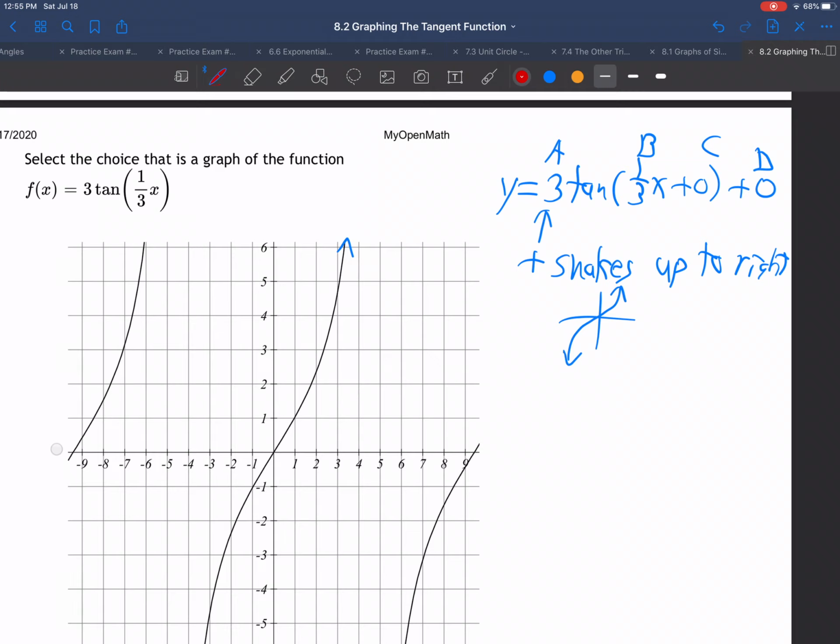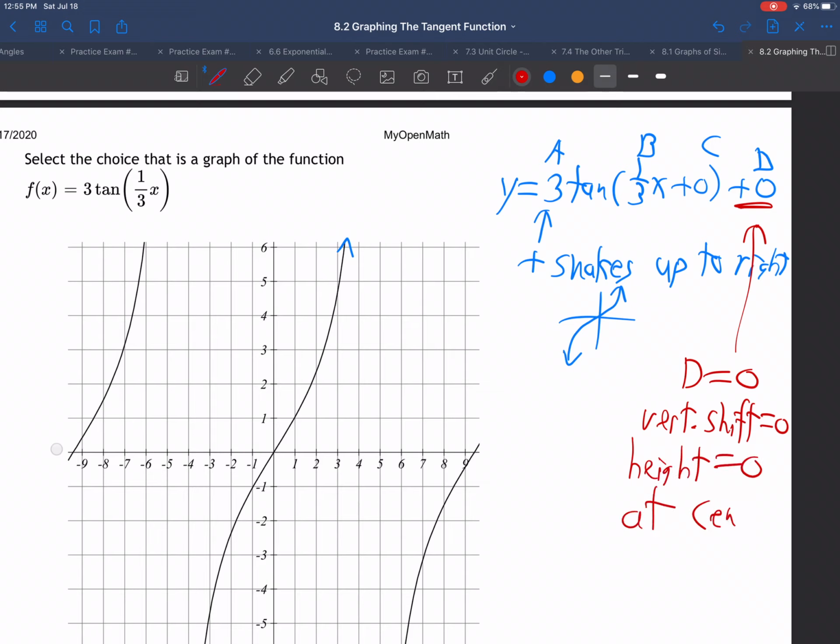D is 0. If you look at the notes, it says D is the vertical shift. So D equals 0. So vertical shift equals 0. It's at a height of 0. Height equals 0 at the center. It's going to be at 0 at the center.